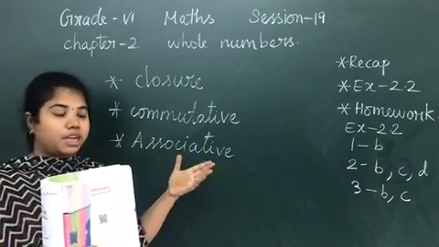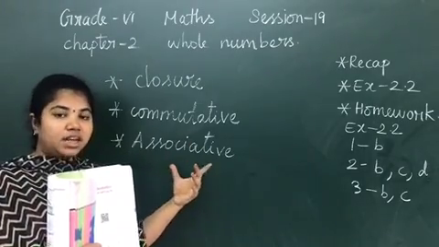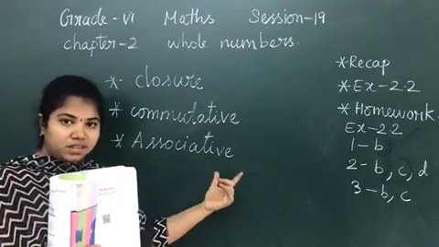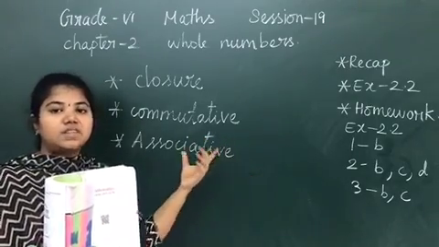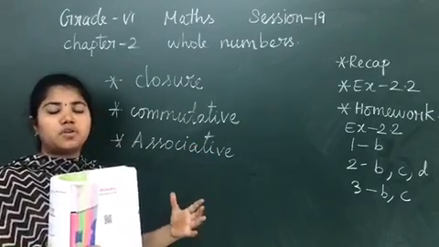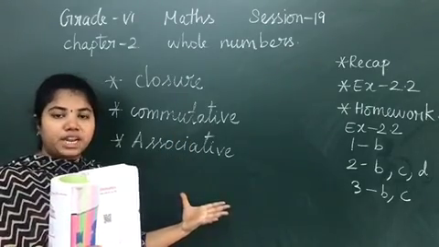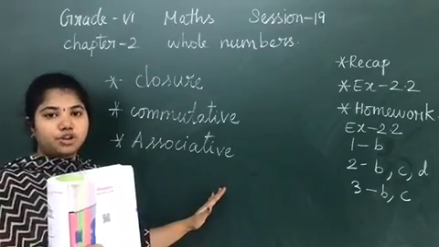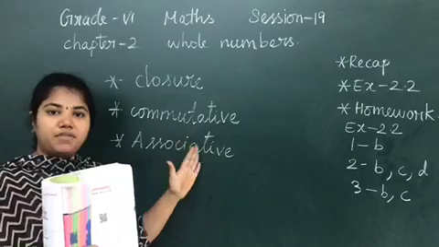satisfy the commutative property. And what is the associative property? A plus B in brackets, added to C, is equal to A plus the sum of B plus C. That is the change of brackets alone. For the associative property also, addition and multiplication for whole numbers satisfy it, whereas subtraction and division do not satisfy the associative property for whole numbers. Can you understand? This is a simple recap of the previous session.